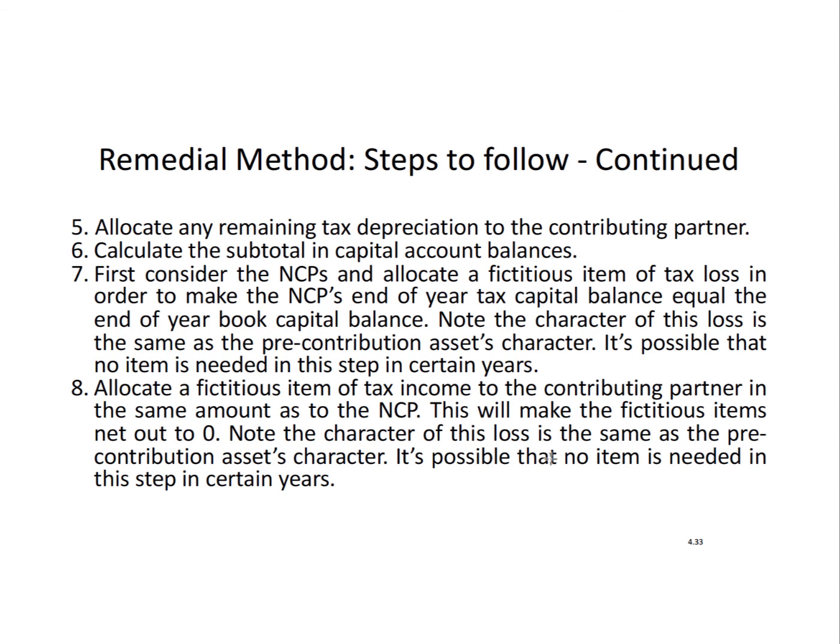This is where it starts getting dicey. You have to allocate any remaining tax depreciation to the contributing partner. We've done that. Calculate the subtotal. Once you do that, you'll have the disparity, and that's where you see the difference. Now we allocate a fictitious item of tax loss in order to make the non-contributing partner's end-of-year tax capital balance equal to the end-of-year book capital account balance. Note the character of this loss is the same as the pre-contribution asset's character. So the character is the same.